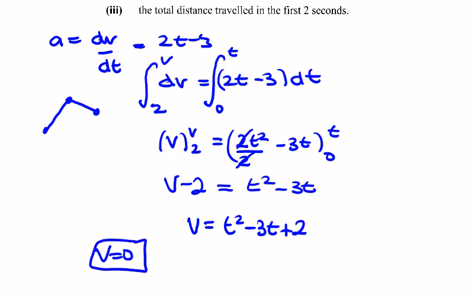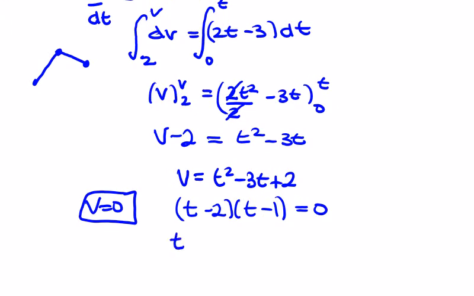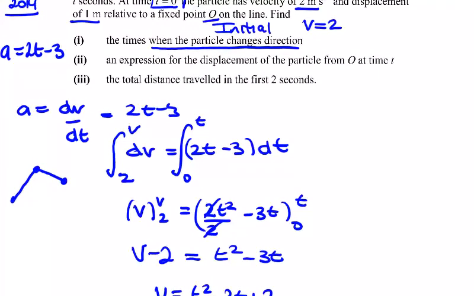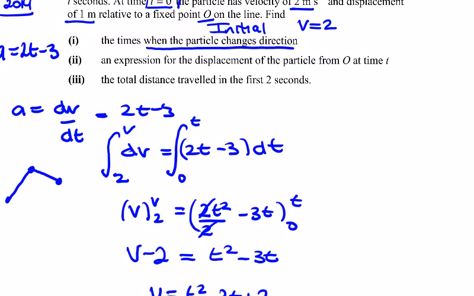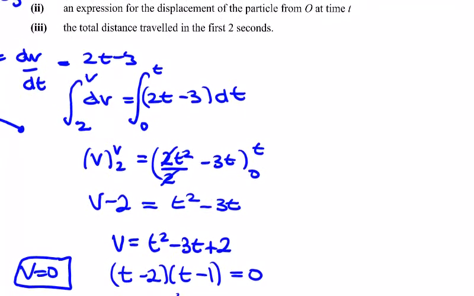we get the change in directions. So t minus 2 times t minus 1 is equal to 0, factorize it. So it changes direction when t is equal to 2 and when t is equal to 1. What are we asked? The times when it changes direction. So t is equal to 2 and t is equal to 1, and an expression for displacement.